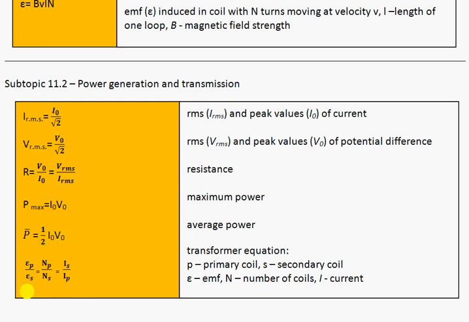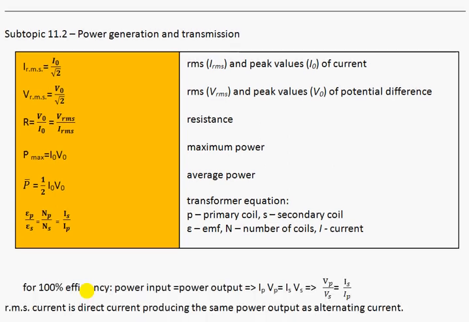This is the famous transformer equation. EMFs or voltages in the primary and secondary equal the ratio of the number of turns, and equal the inverse ratio of currents.